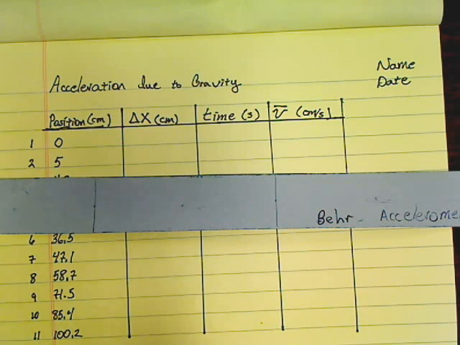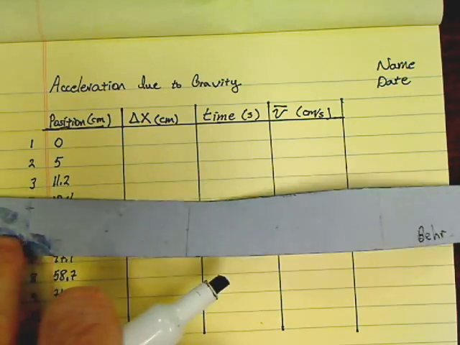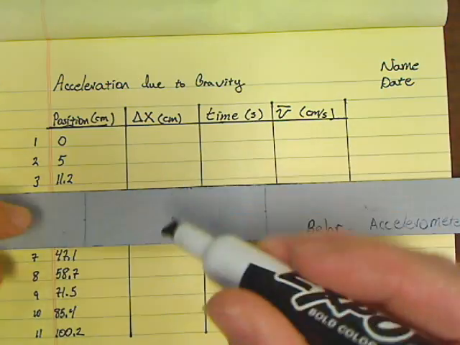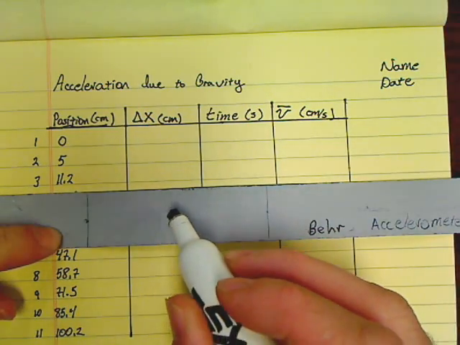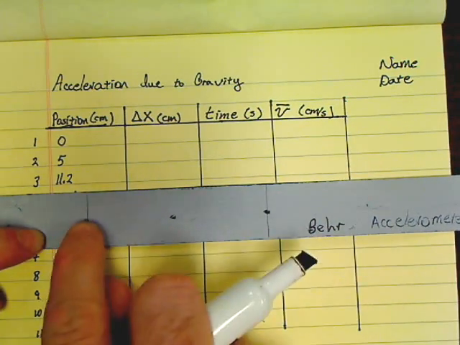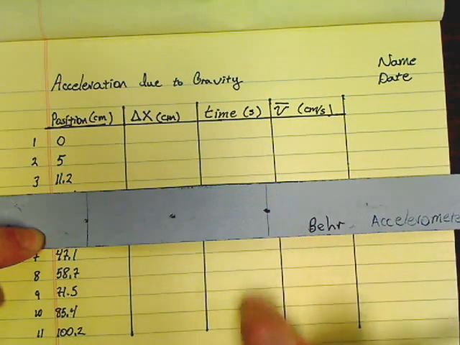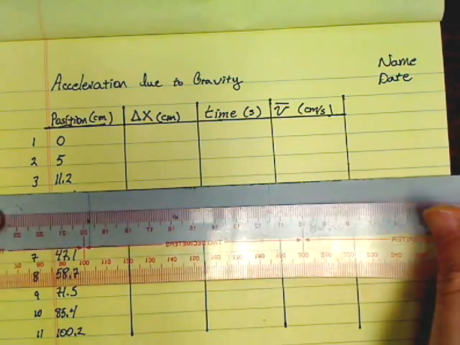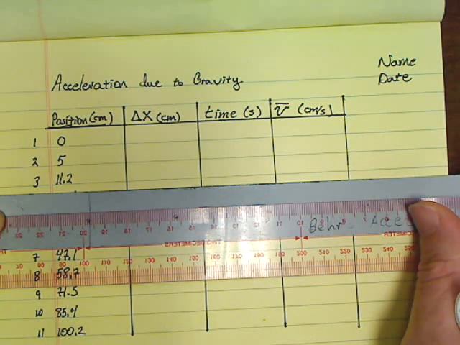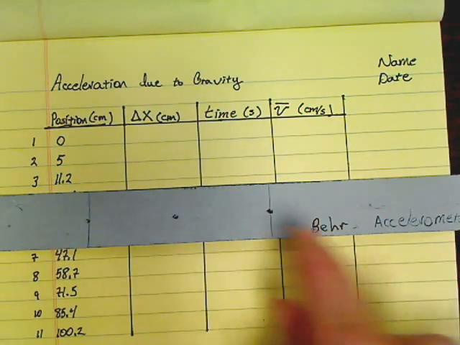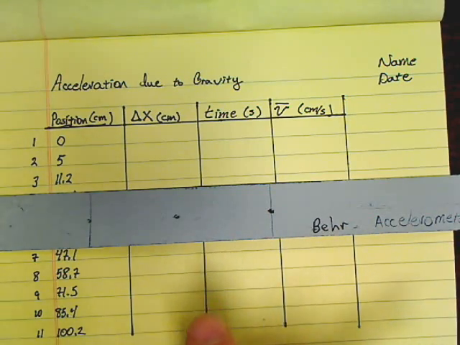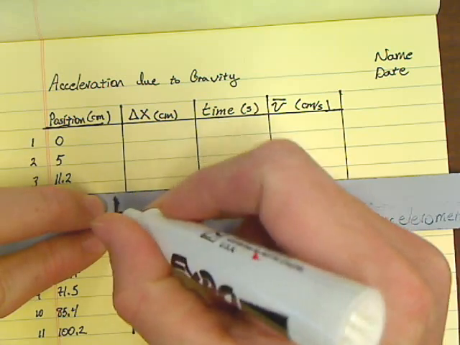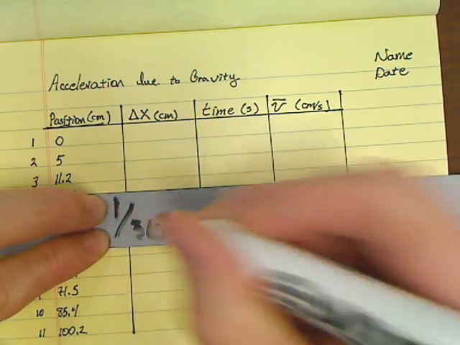So all we're going to do in this lab, we laid a tape measure down beside this tape. We put a mark through each dot, so every other dot we put a mark through. And then we recorded the position of every other dot across here. And we also know that the time between every other dot is 1/30th of a second.